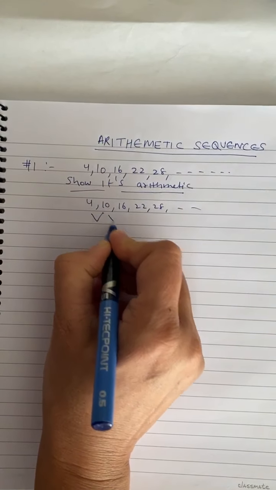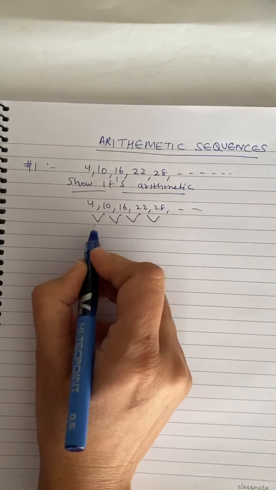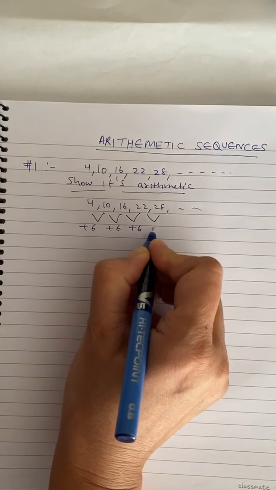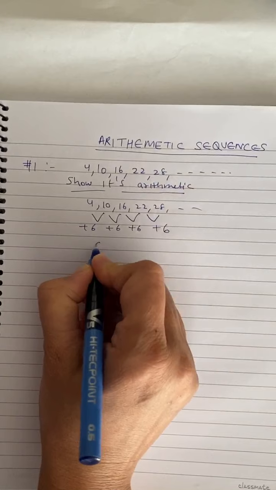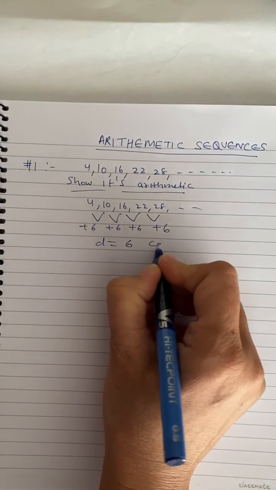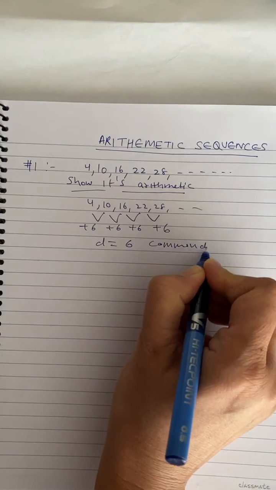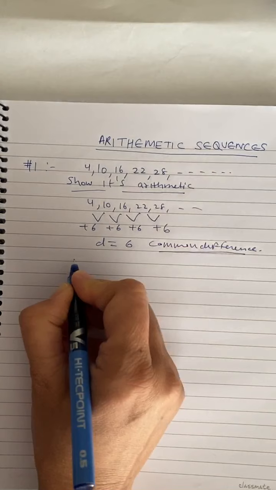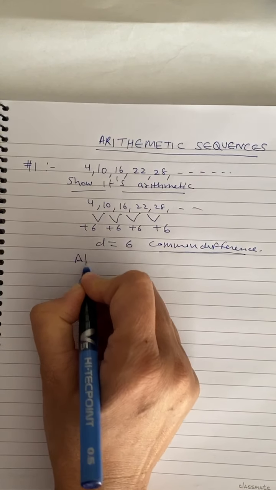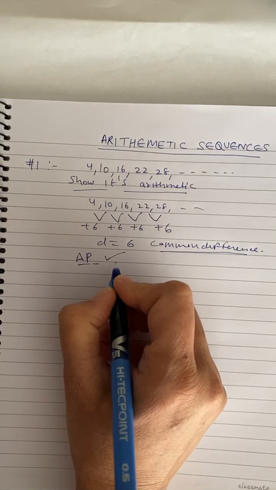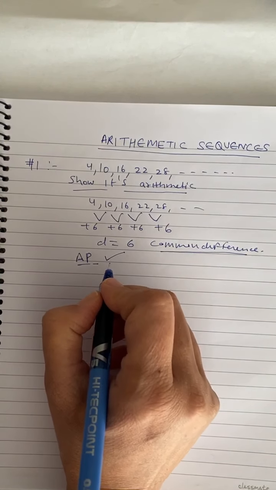So if you find the difference, which is also called the first order difference or first difference, this is plus 6, plus 6, plus 6, and plus 6, which means d is plus 6. We have a fixed or common difference. So this is called the common difference. So that means it's an arithmetic sequence. I'm going to use AP, which is the arithmetic progression. So we showed that it is an arithmetic sequence or arithmetic progression.